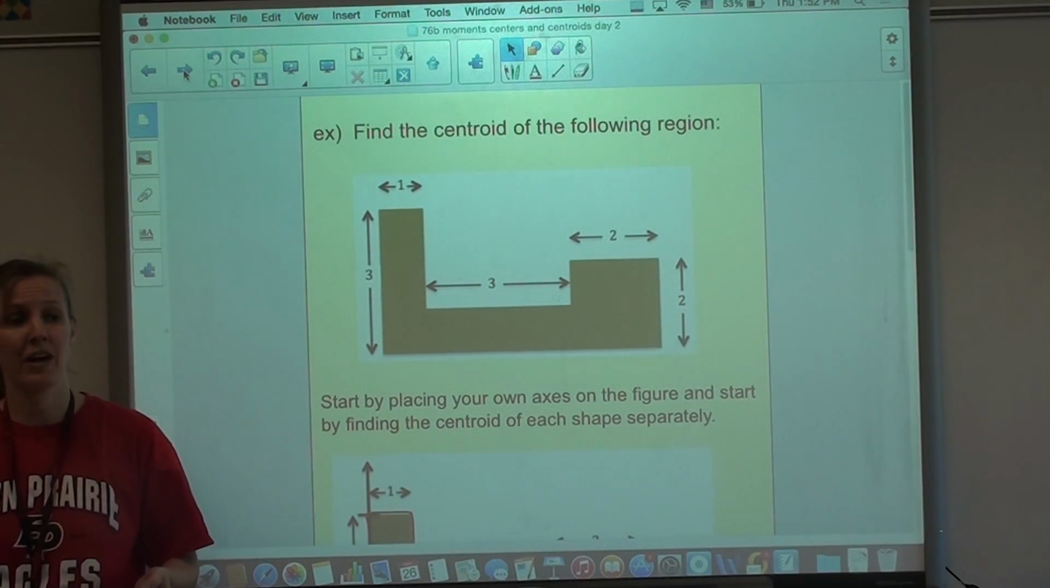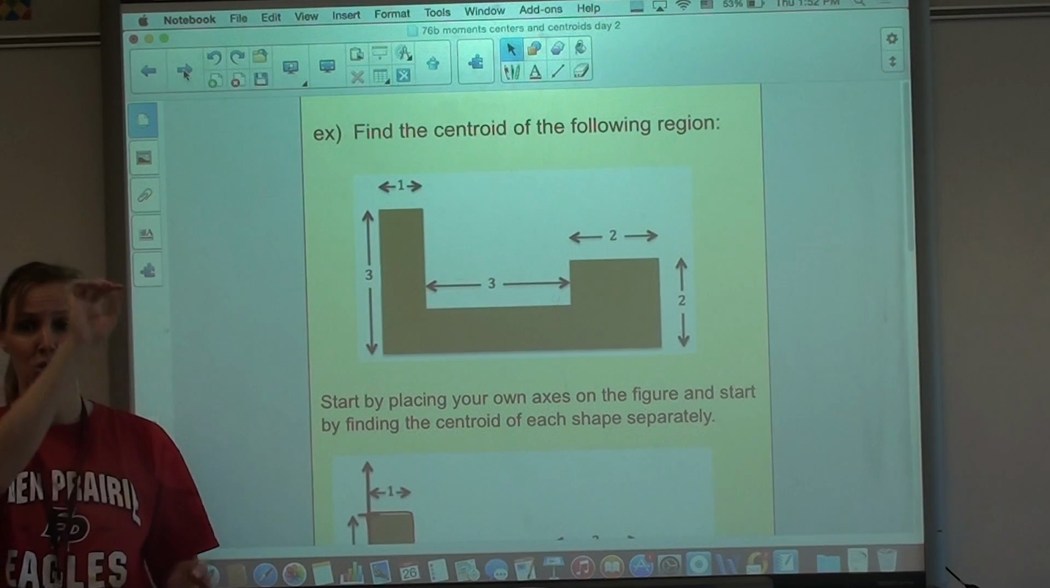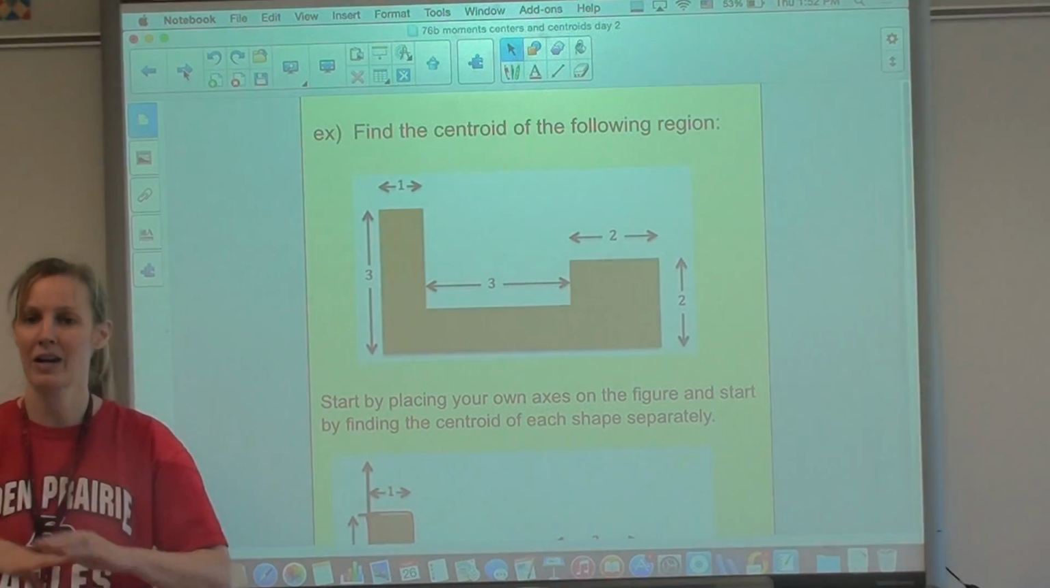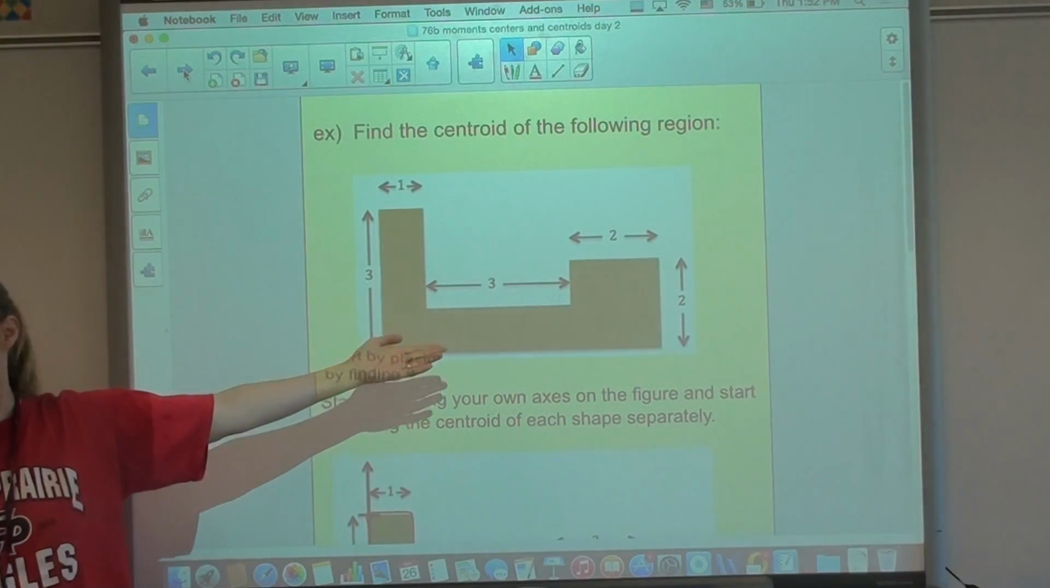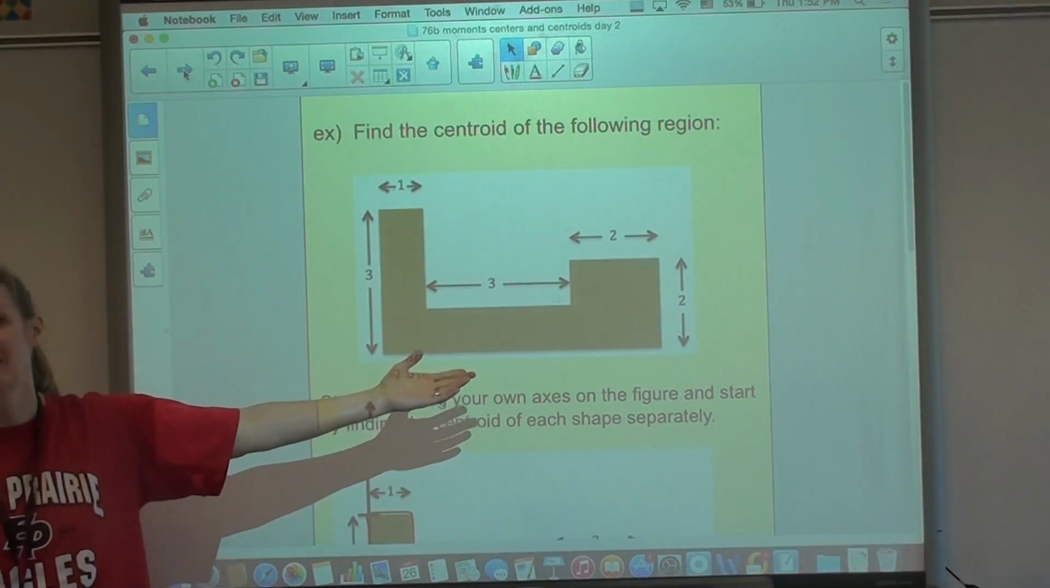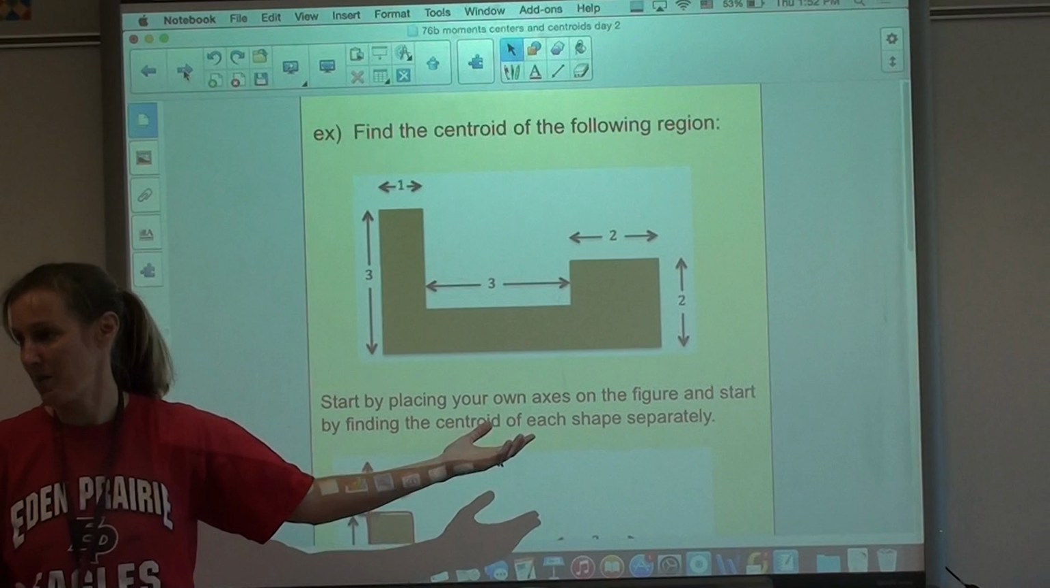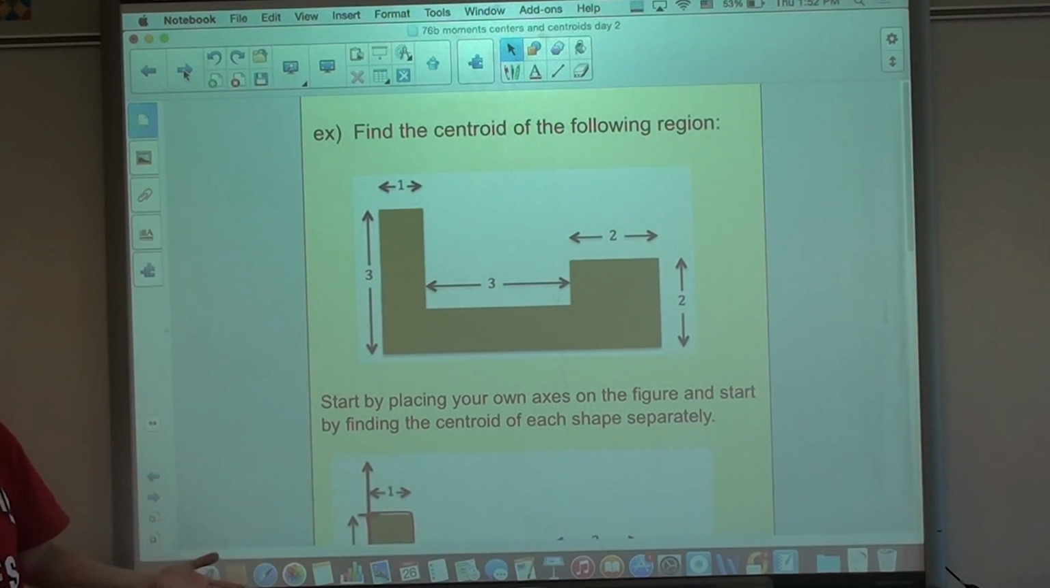You take each y value times its mass, right, individually, add them all together, divide by the total mass, and you get the y value. This is the same thing. The only difference is it's just kind of a funky geometric shape. So what you do is you're going to split the shape into a bunch of individual rectangles or squares.